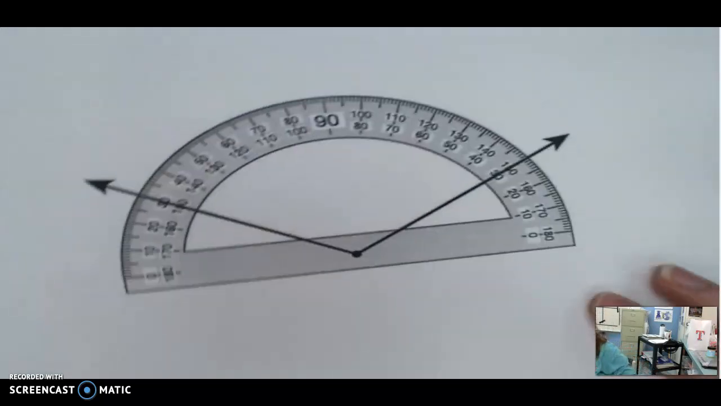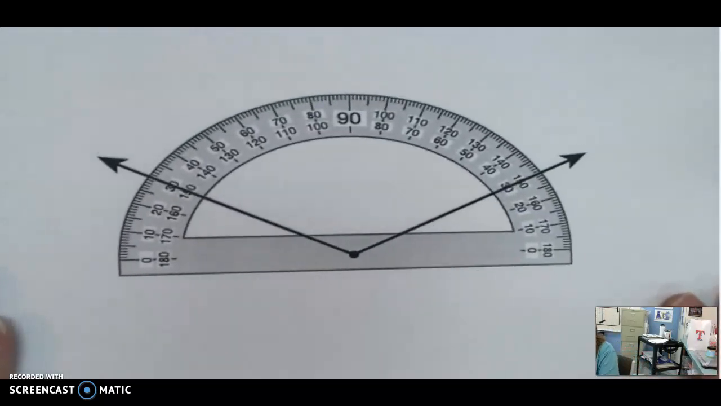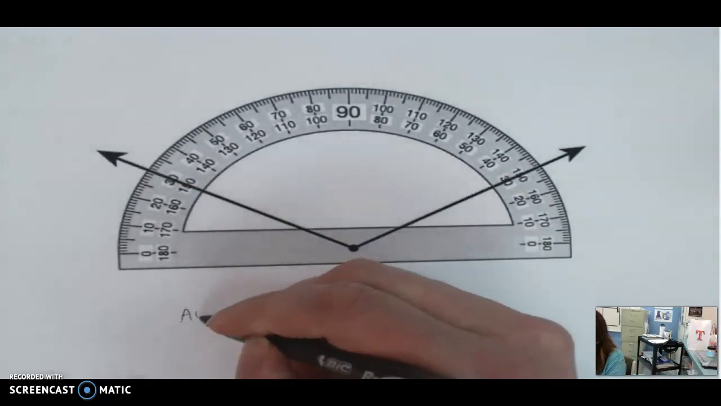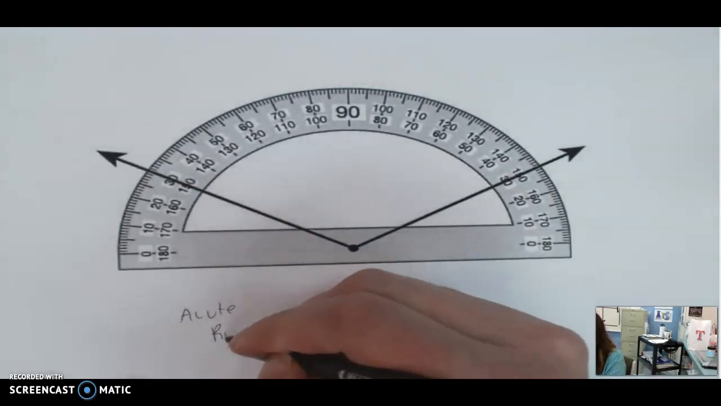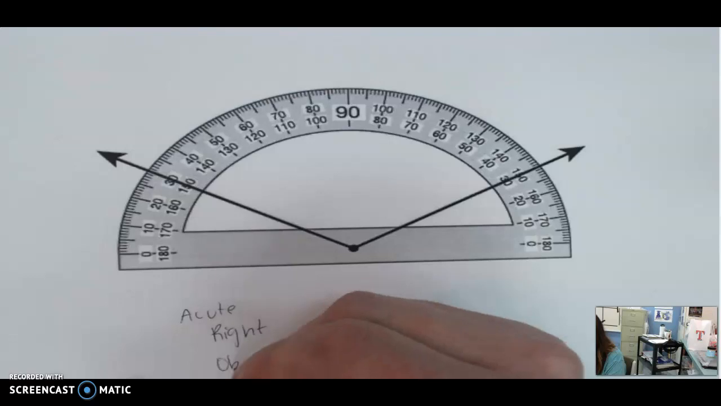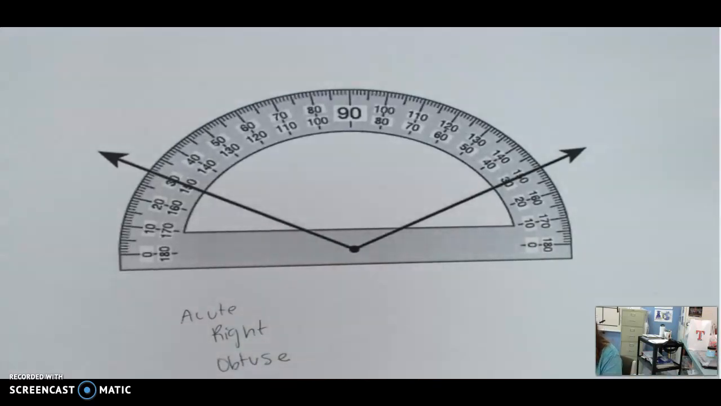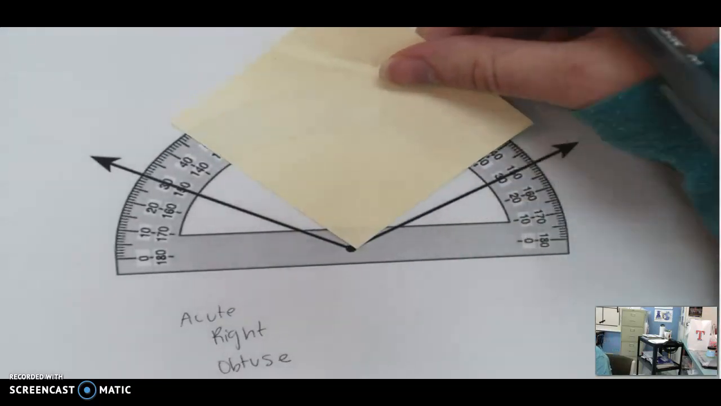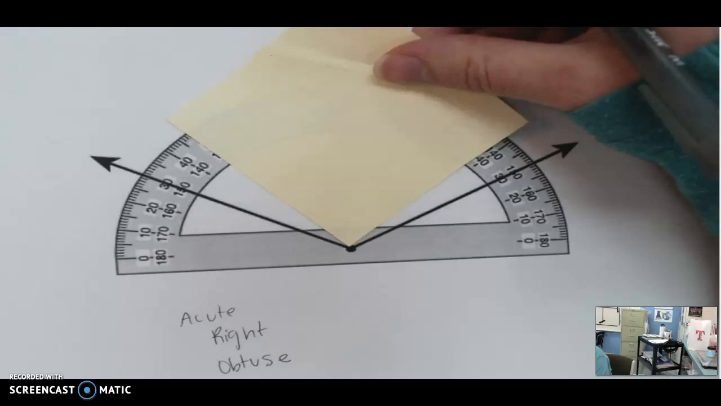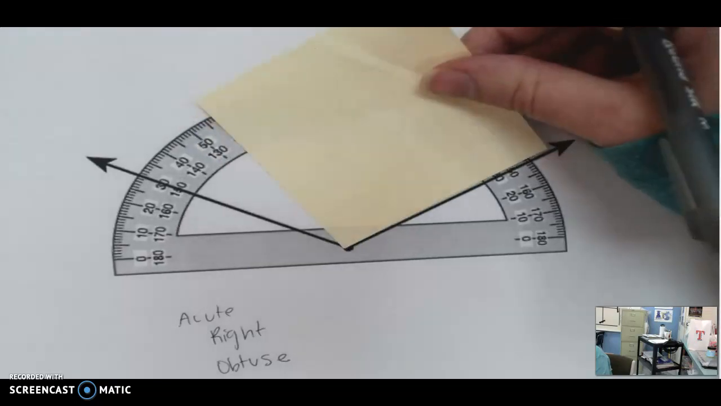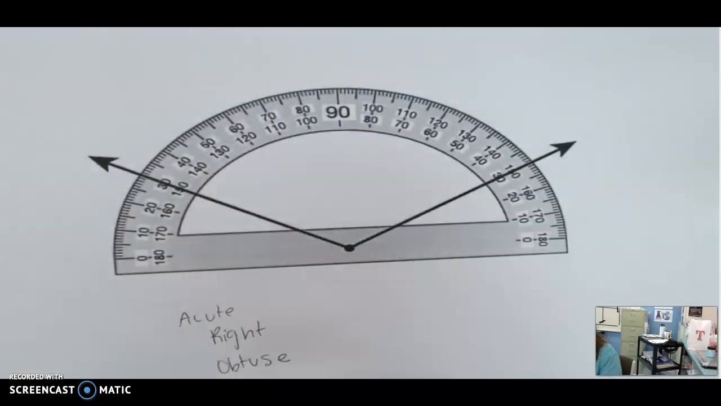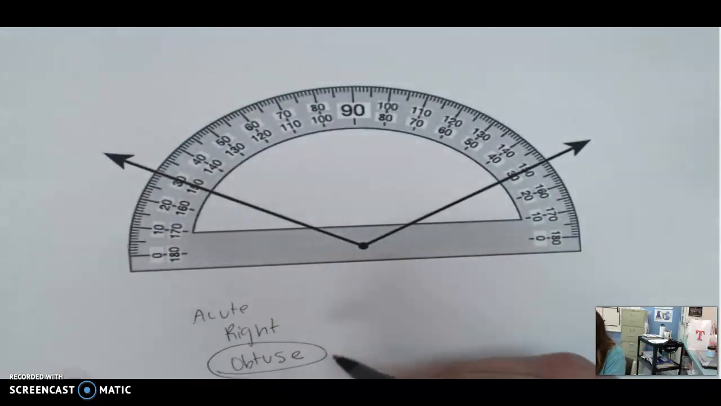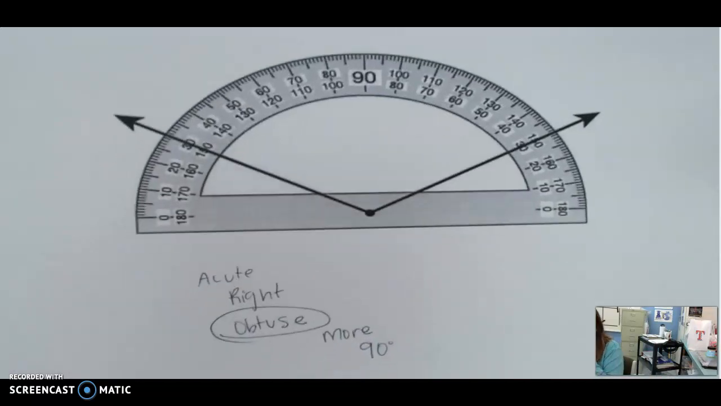All right, let's try this last one. Okay, this one, think to yourself before we start, acute, right, or obtuse. Check it with your sticky note if you need to. Look, this one is different. This one looks to me like it's going to be obtuse, right? This is a big angle. So if this one is obtuse, that means my answer should be more than 90 degrees.